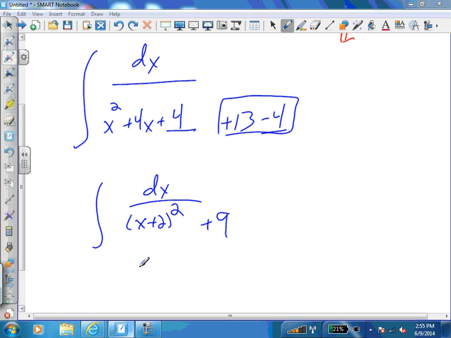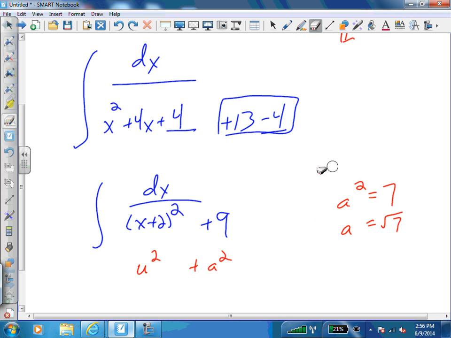Does that look a little bit more like u squared plus a squared? Yeah. Now we have a variable part squared and then a constant part. And it doesn't have to be that that number is a perfect square. We could have, let's say, a 7 there. It could be that a squared is something like 7. That would just make a the square root of 7. But whatever is our u squared, the rest of that has to be a constant.